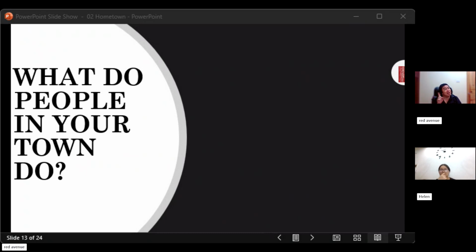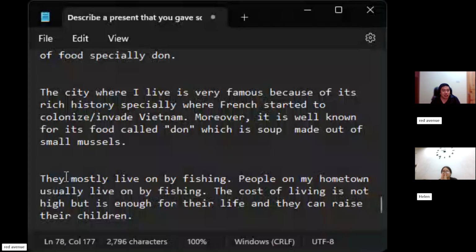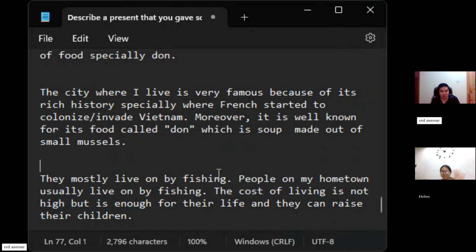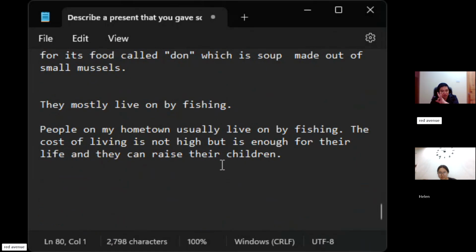Okay, good. Better now. How many sentences? Three. No, no, no. Two. Three. Yes. Better now. See, this is just the first day and you're getting better and better. Here, they mostly live by fishing. Then you rephrase it. People in my hometown, remove "usually live." So only two. The cost of living is not high, but is enough for their life and they can raise their children. Right?